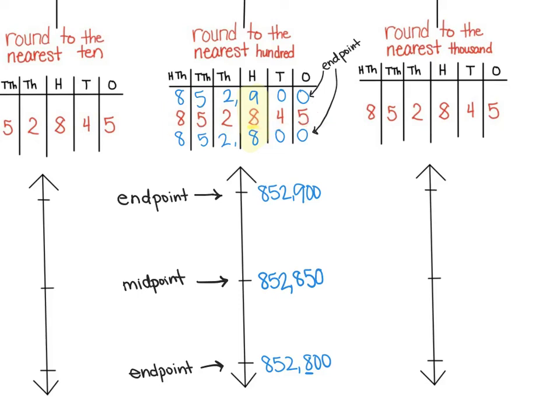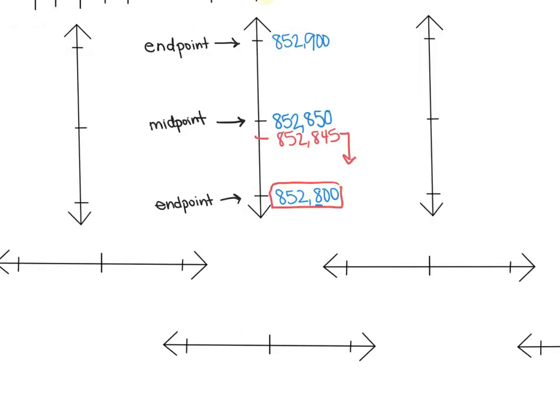We are looking at our number here in red. Is 845 greater than 850 or less than 850? 845 is less than, just a little bit less than. So it would be right about here. So we can tell that this 852,845 rounds down to the nearest hundred, which is 852,800.